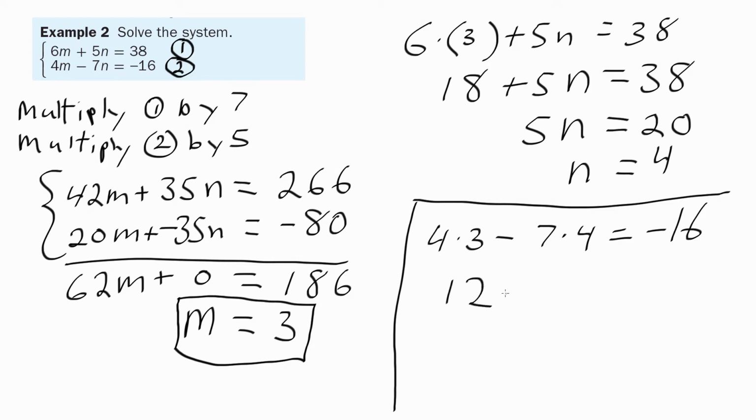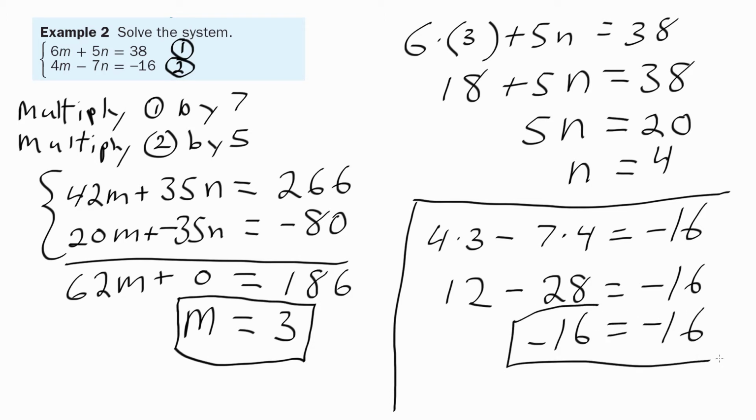That's 12 minus 28 equals a negative 16, and a negative 16 equals a negative 16. QED. We've got our answer. We've done what we said we were going to do. If I'm going to write this answer in ordered pair form, I put it alphabetically. It would be 3, comma 4. M comes before N in the alphabet. That's our solution for example 2.